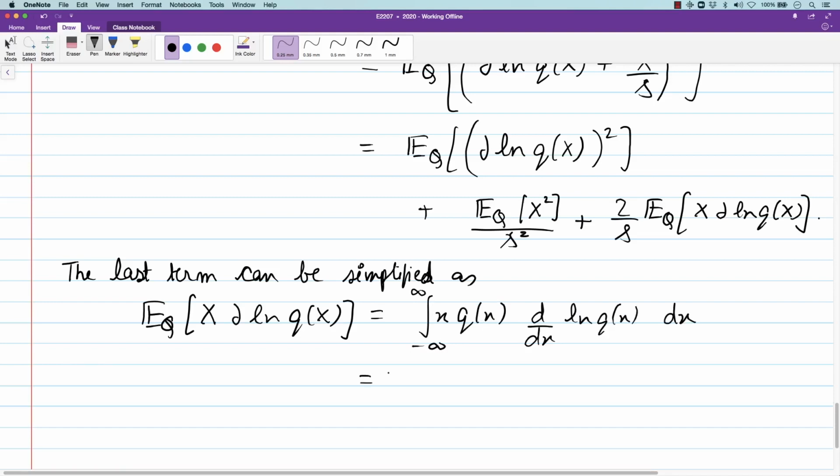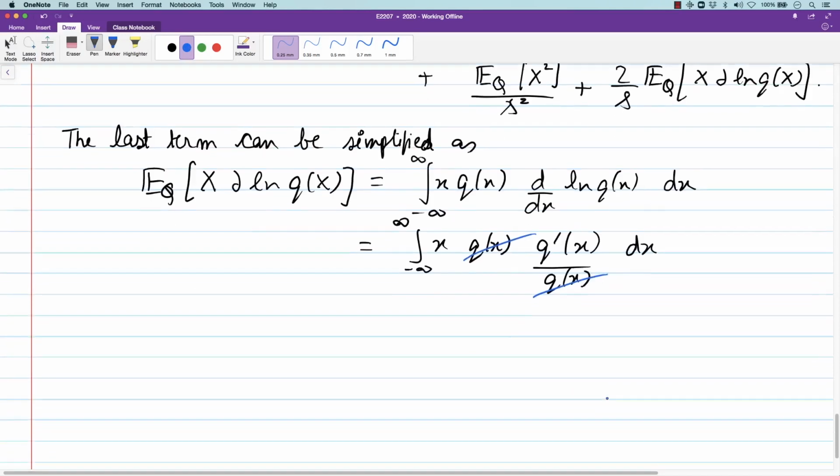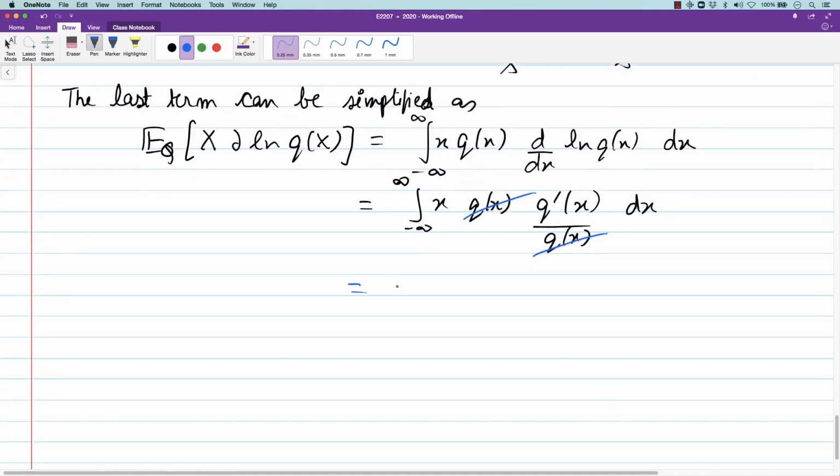Now, we can do integration by parts. Actually, even before that, we can write this derivative of log q(x) as q prime x by q(x). So this looks like the integral from minus infinity to infinity of x q(x) q prime x, because q is differentiable, by q(x) dx. So this term goes away.